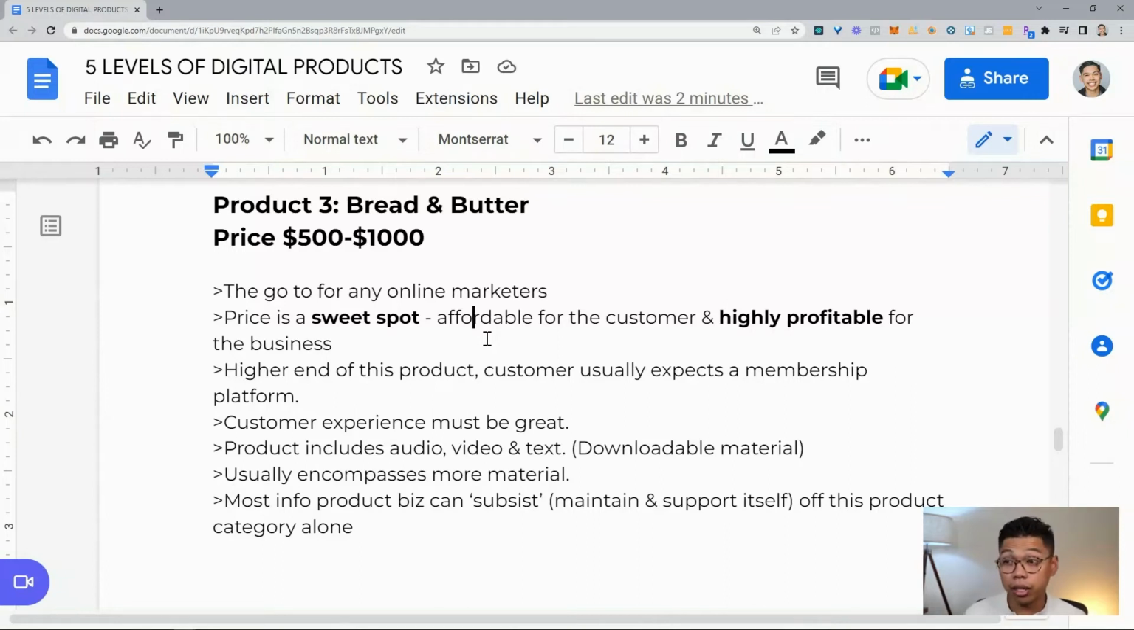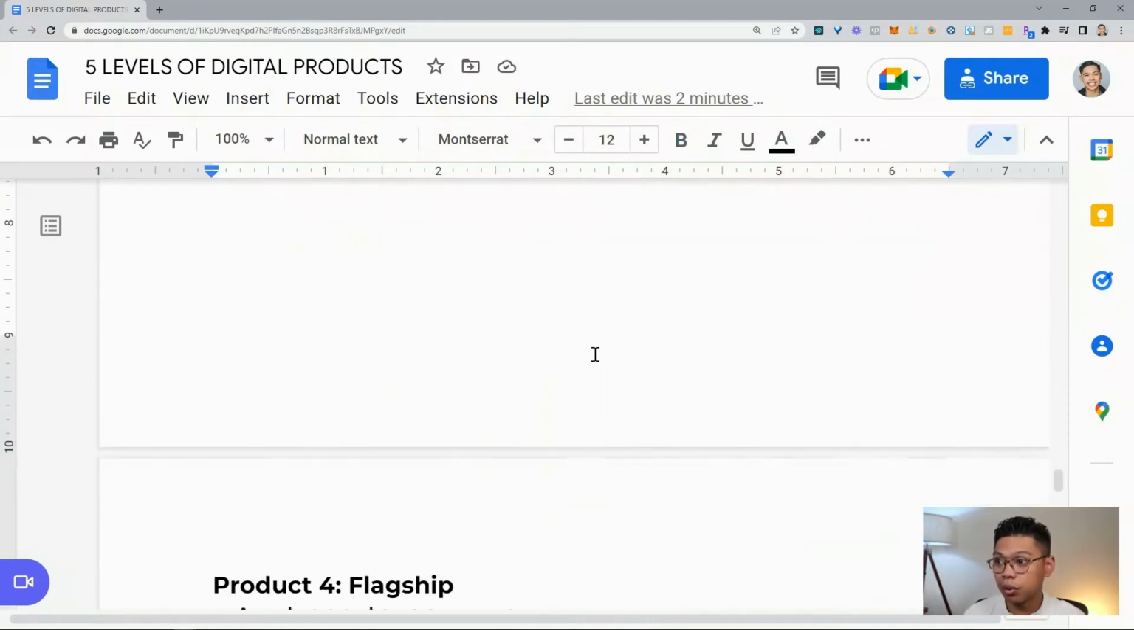That's why I call this the bread and butter, because it can subsist, meaning every info product business, education business can maintain and support itself, have support, have staff, right? Have people that can also possibly even coach. You'll be able to run a business just off this alone with the right positioning, marketing, and branding. And it has to do with the price point. Again, the price point is high, but it has high profitability, and it gives so much leverage for the business to grow. And that's what I love about this price point and this type of product, this level, this tier.